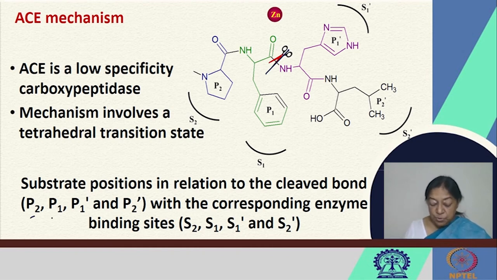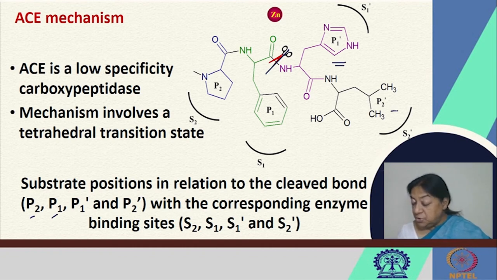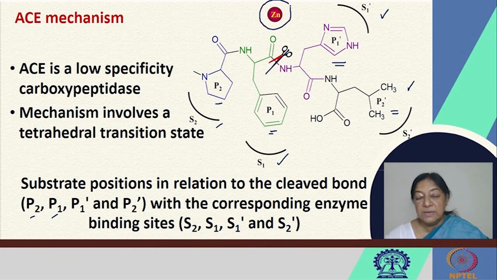where we have the P2, P1, P1 prime and the P2 prime. So the P1 prime and the P2 prime are the ones that are cleaved, and the P1 and the P2 are the ones that remain in angiotensin 2. And these are the specific substrate locations where there is the recognition, the binding of this specific peptide, that is angiotensin 1. There is also a zinc metal ion involved in the coordination sites that is involved in the overall mechanism of the ACE enzyme.